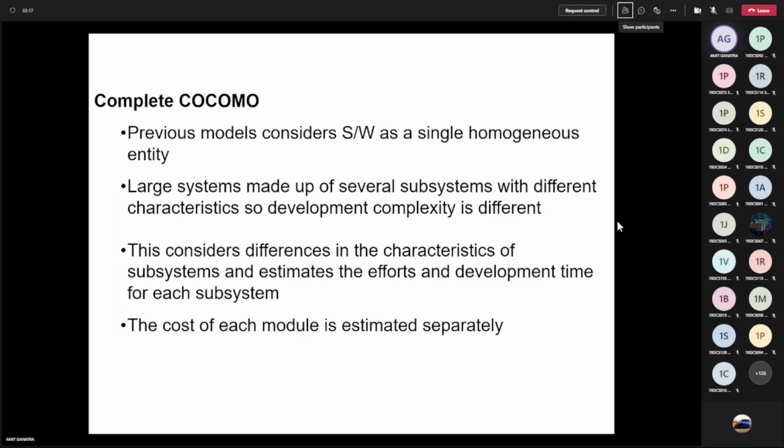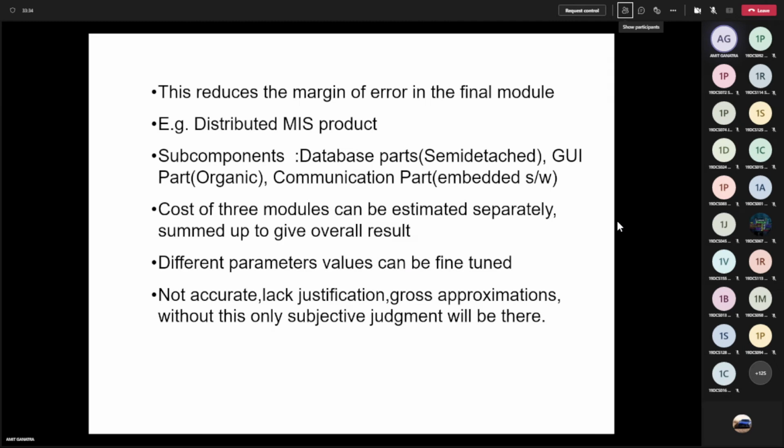Right? So in the exam, if it is given just to calculate the cost of the software, you can work up to basic COCOMO, no worries. You have to remember all the three different categories of equations for both effort as well as development time. And these are the disadvantages. You have to remember it's not accurate and lacks justification. It will give you gross approximations only, but we don't have any option. Otherwise, we have only subjective judgment. No objective judgment will be there, and that's why we should adopt it.